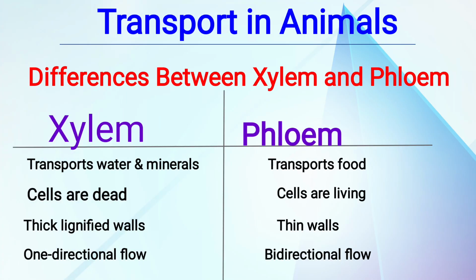Okay, let's continue. Now, the difference between xylem and phloem. This slide will be in the notebook. Xylem transports water and minerals, while phloem transports food. In xylem, cells are dead, as we have discussed before. In phloem, cells are living. Xylem has thick walls, while phloem has thin walls. In xylem, there is one directional flow, while phloem has a bi-directional flow. These are the major and key differences of xylem and phloem.